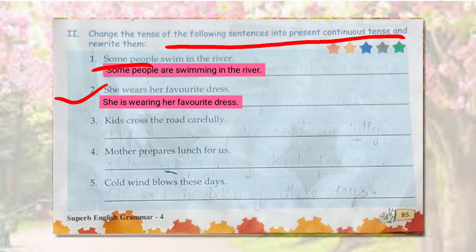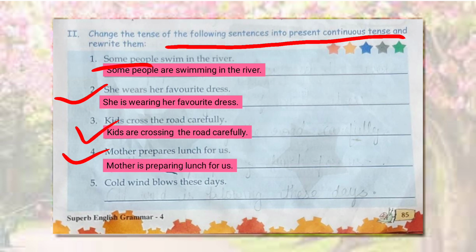Alright. Again, the third one, kids, means it's a plural form. So which verb will we use? We will use are. Alright. So kids are. Again, cross becomes crossing the road carefully. The next is mother prepares lunch for us. So which verb will we use with mother? That is, mother is in singular form. Obviously we will use is. Alright. So mother is preparing lunch for us.